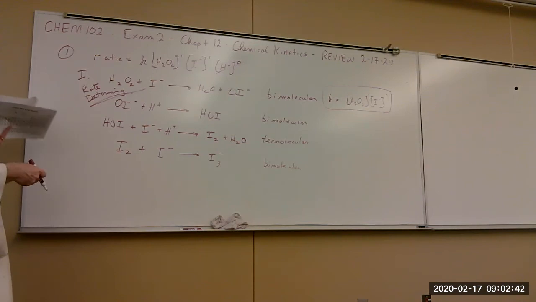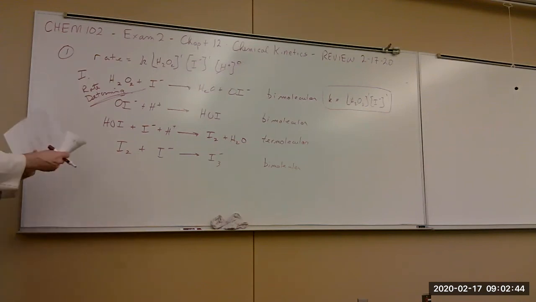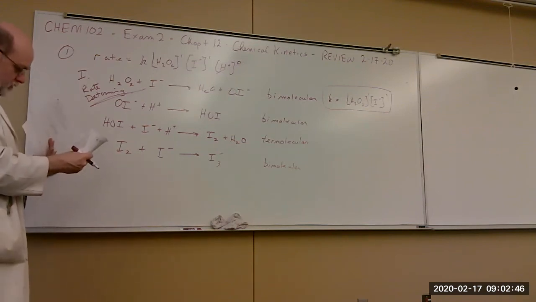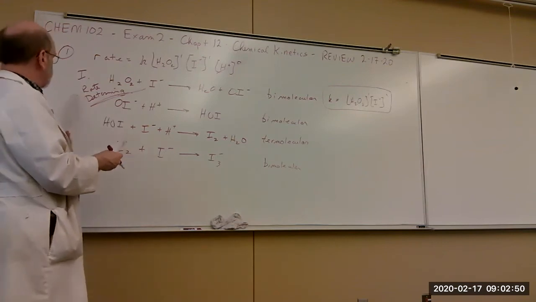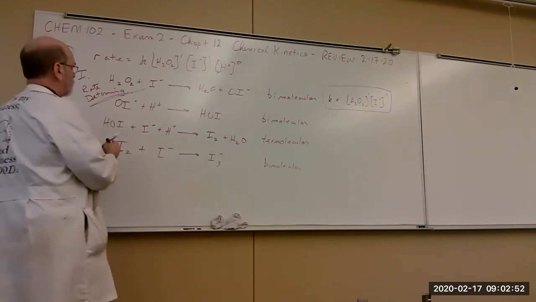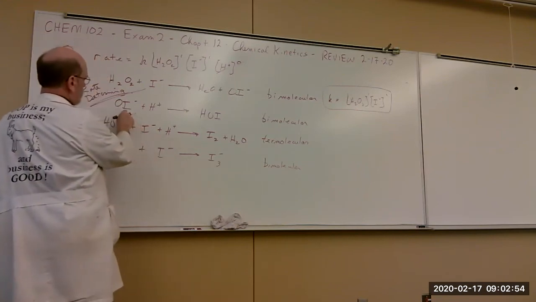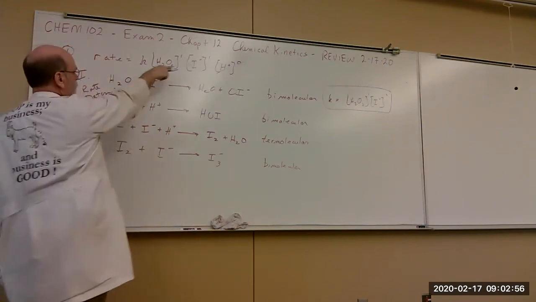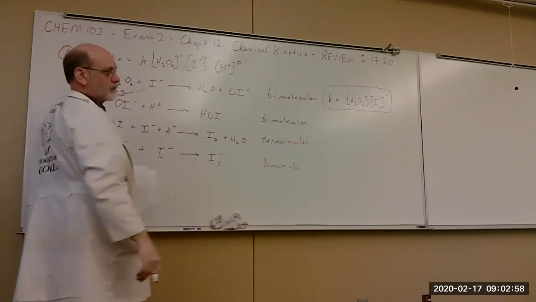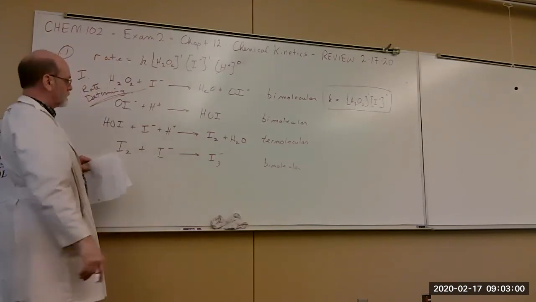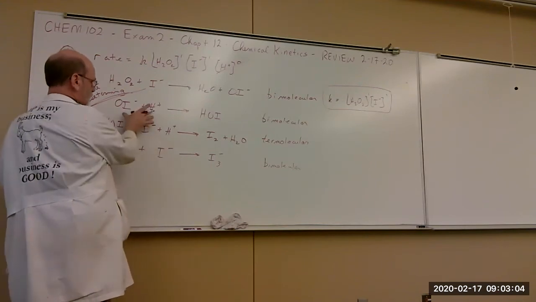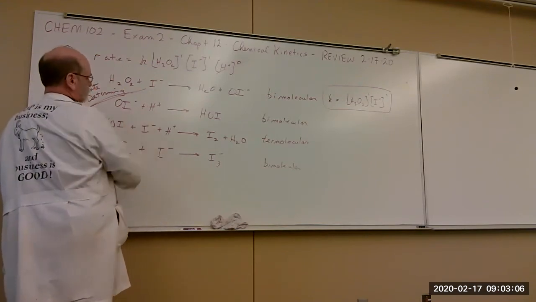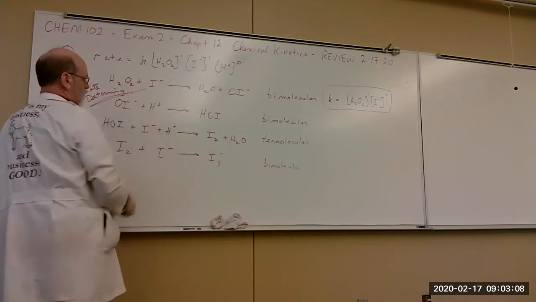That's another reason why A is probably the best answer. B says mechanism 1, but the second step. The problem is OI minus is nowhere in there. It's not in there. So we can't determine the rate. Because neither one of these are in that expression.